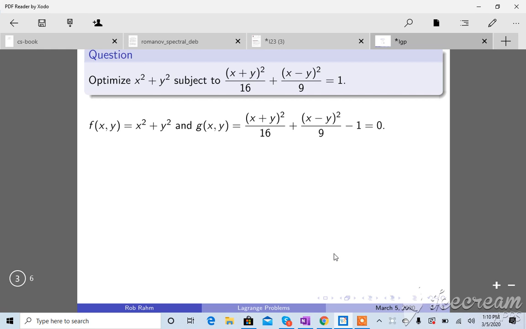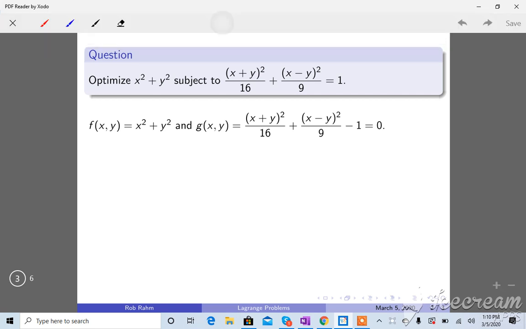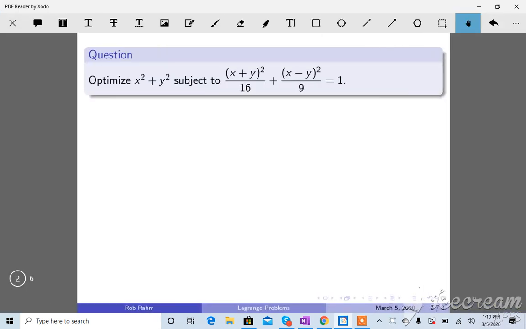Go over this Lagrange multipliers problem again. So we have this x squared plus y squared function that we want to optimize. Really, I should have started at this page. We have x squared plus y squared. We want to optimize that subject to this constraint.